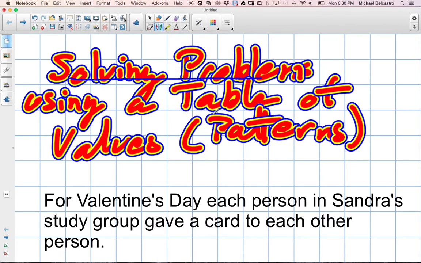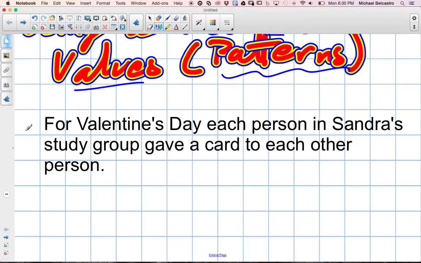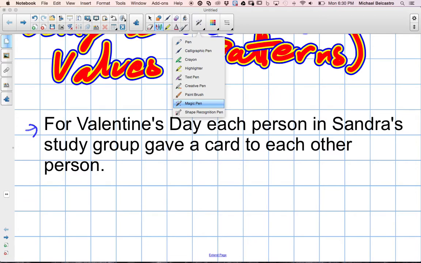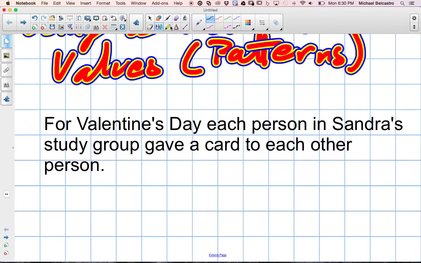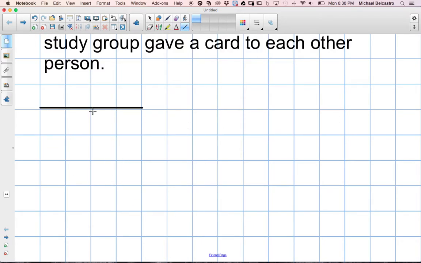Solving problems using a table of values, and we're going to focus on building a pattern with these tables of values. Our question says, for Valentine's Day, each person in Sandra's study group gave a card to each other person. We'll first start drawing a diagram, and then we'll build our table of values after. Normally a table of values consists of two things, and we're going to have to title them. So I'll just set it up on the side, but we won't start it yet.